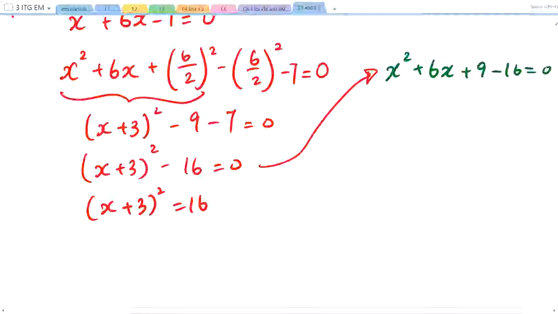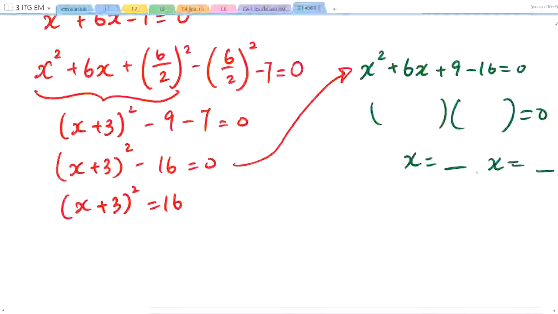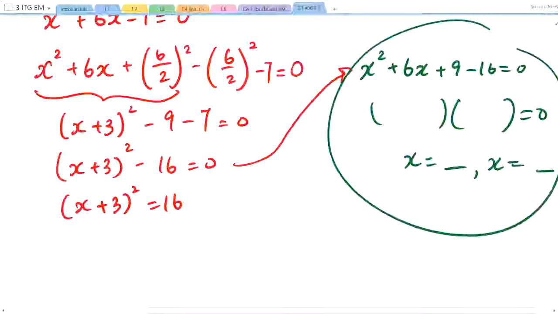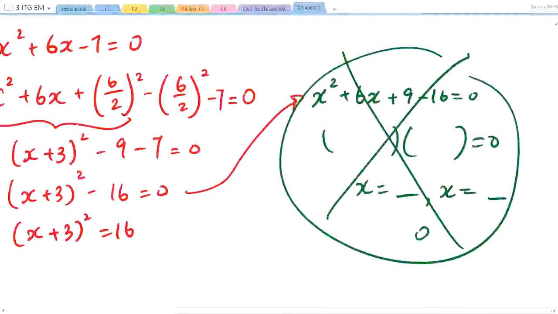So what happens if they expand it back again? Then they're going to try and factorize it. Equals 0, and then they'll have x equals to something and x equals to something. This will give you 0 marks. You are told to solve it by completing the square. So please don't do this. Don't go and complete the square and then expand it again. You are undoing all your work.